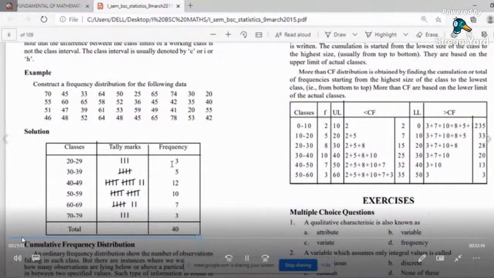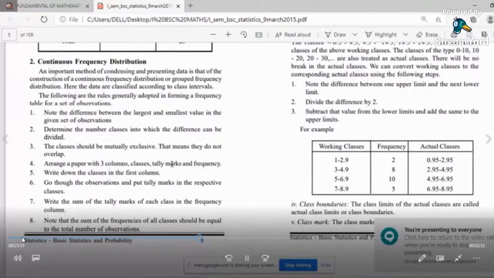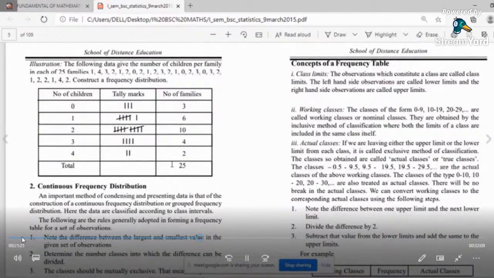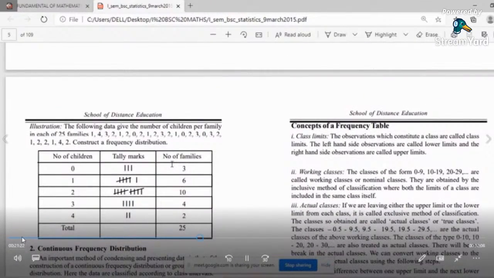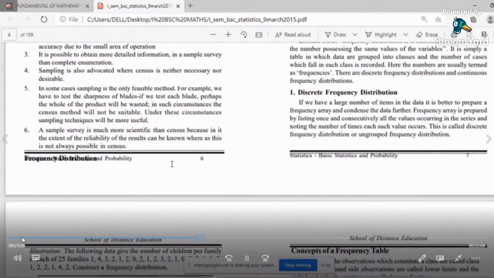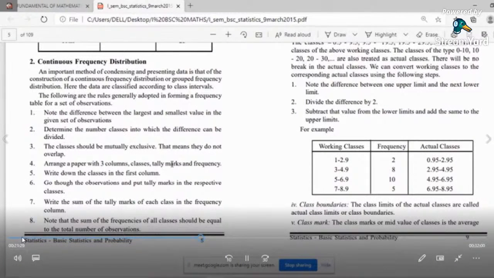So I have shown you 2 examples. Let us look at the steps involved in the creation of this frequency distribution. Let us look at the steps. You can see here the steps of the continuous frequency distribution are written very briefly. Can you see? Should I enlarge it?